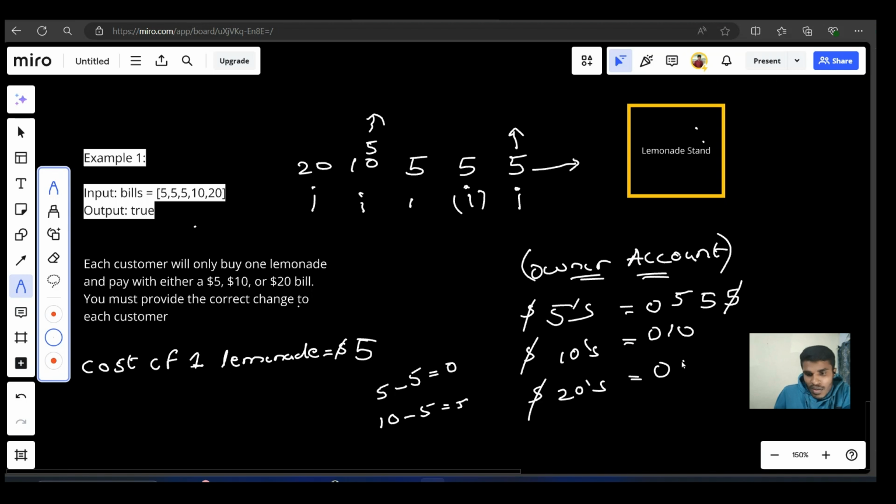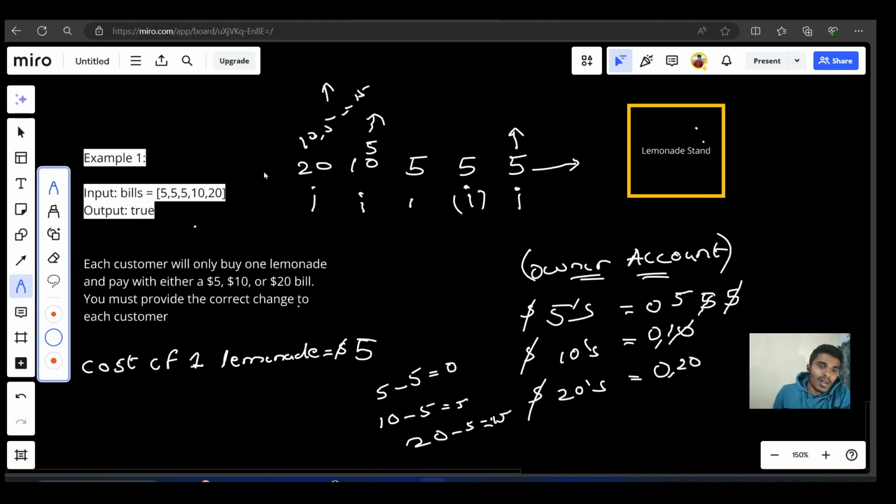This customer pays 20 rupees. Now the cost of the lemonade is 5 rupees. So 20 minus 5 equals 15. So the owner has to return 15 rupees to this customer. So I have to pick 10 rupees and 5 rupees, and return this to this customer. So I'm paying 10 plus 5 rupees, that equals 15 rupees. Here we have provided the correct change to each customer, so we return true.